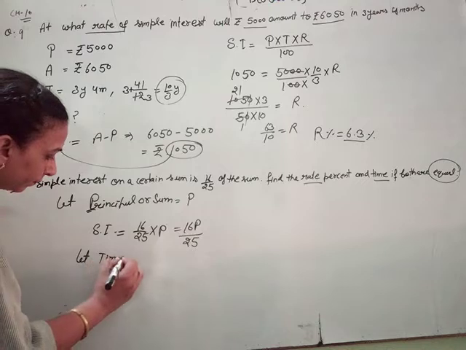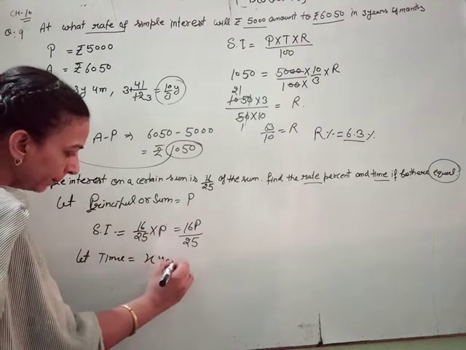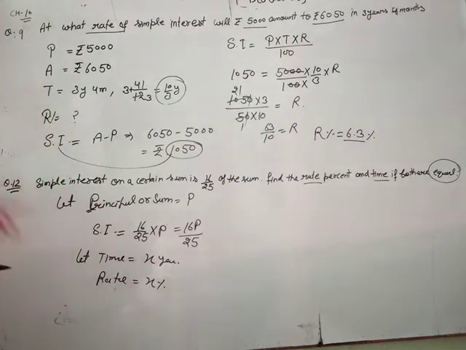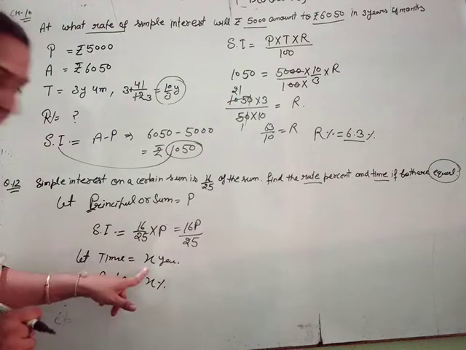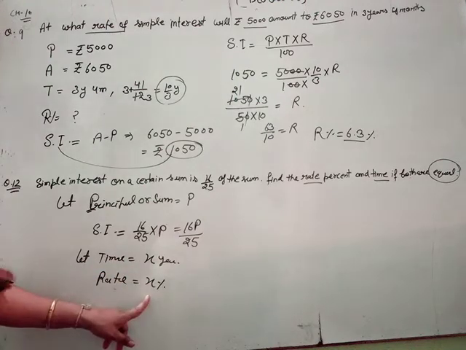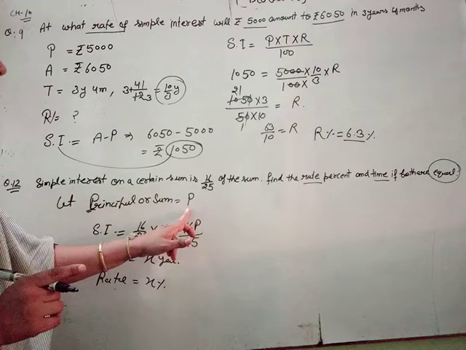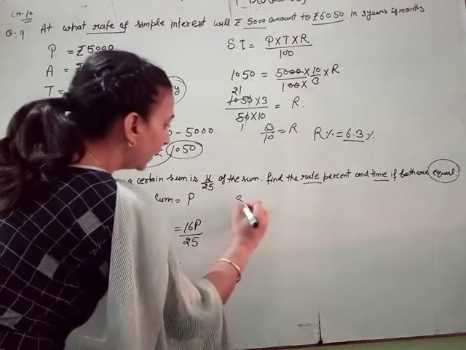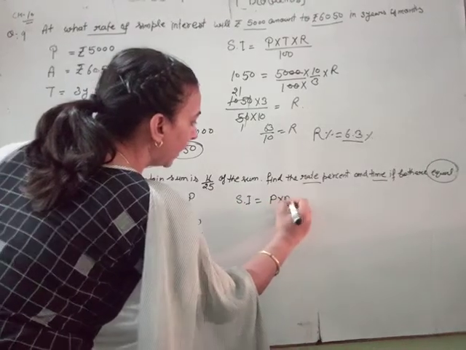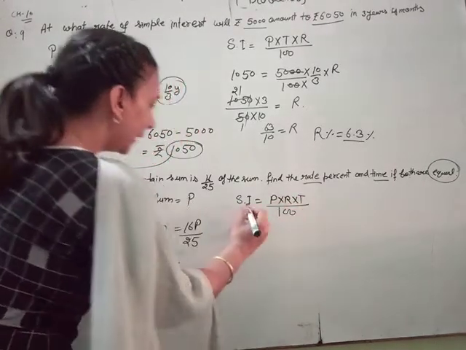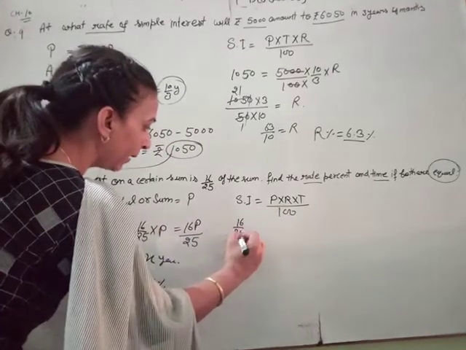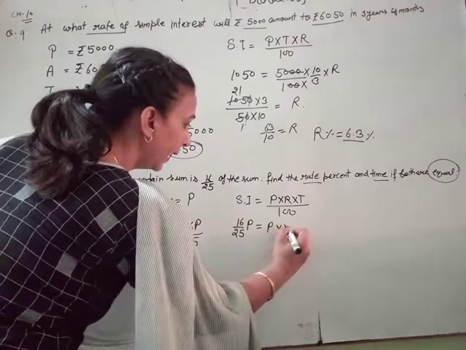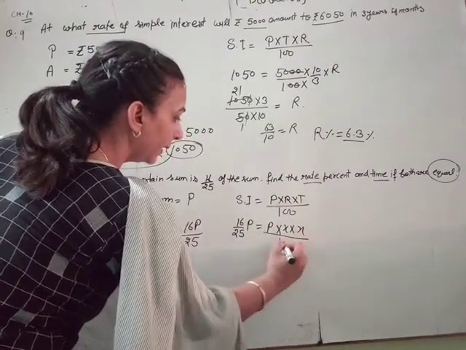Let the time period be x years and the rate of interest also x percent. Both are numerically equal, meaning time is x years and rate of interest is also x percent. Let me take the principal as P. Students, then according to the formula of simple interest, simple interest equals principal times r times t divided by 100. So simple interest, 16 by 25 P, equals P multiplied by r, in place of r put x, and in place of t also x, then divided by 100.